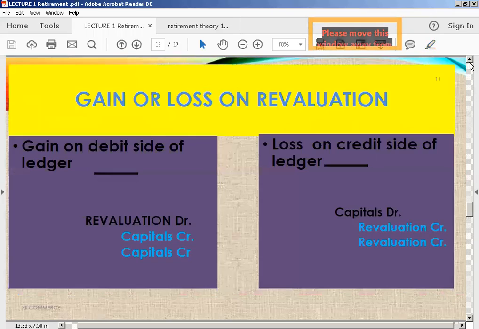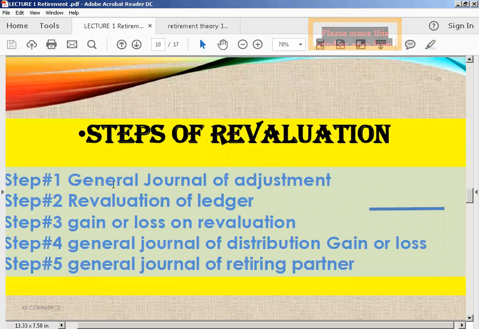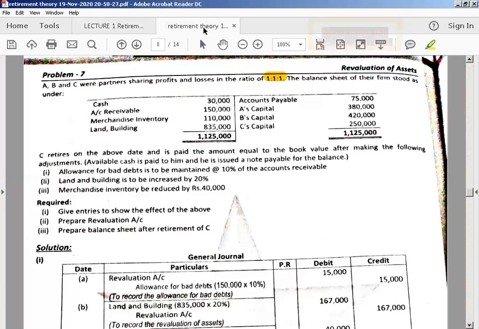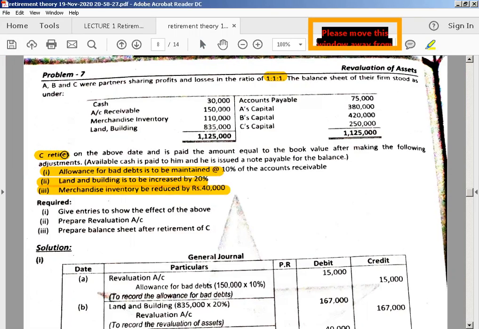The partnership revaluation has 5 steps. What are those 5 steps? First of all, you have to record the general journal of adjustments. You can see in the question that you have the journals over here for these adjustments. These are your transactions for your adjustments. Clear? Now what I will do: C is retiring from the firm. C is the retired person who is retiring from the firm, so I have to highlight the capital for C also. Clear? Okay.